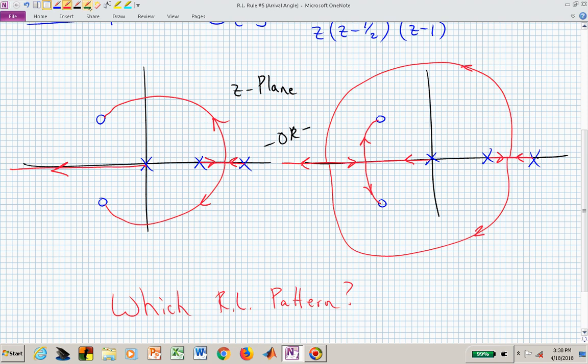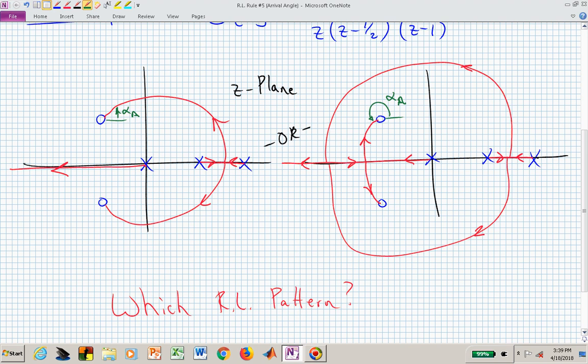There's a couple of guides that we can actually use to determine what pattern we might have. In this case, on the left, our angle of arrival is less than 90 degrees. In this one, our angle of arrival is closer to 180 degrees. So based on if we calculated the angle of arrival, we might be able to determine which of these particular patterns might be in play.